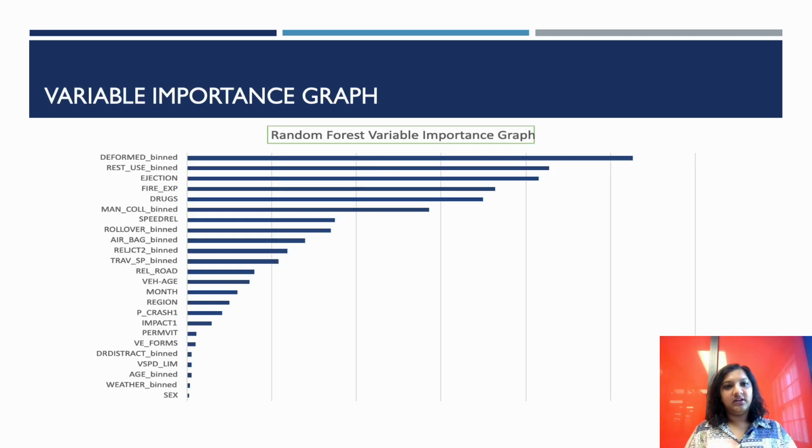This is the variable importance graph. Random forest learner was used to derive a variable importance graph that is displayed here.